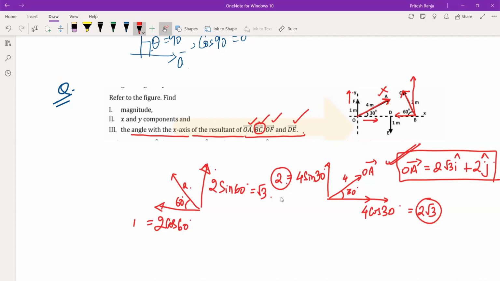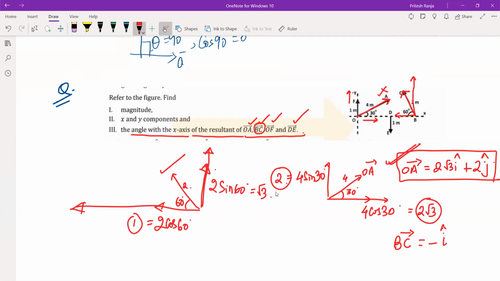So again I say, whoever has not watched trigonometry, they should look at that at least once. So now I can write this BC vector in terms of i cap and j cap. So 1 is along negative x direction. So we write minus 1 into i cap.